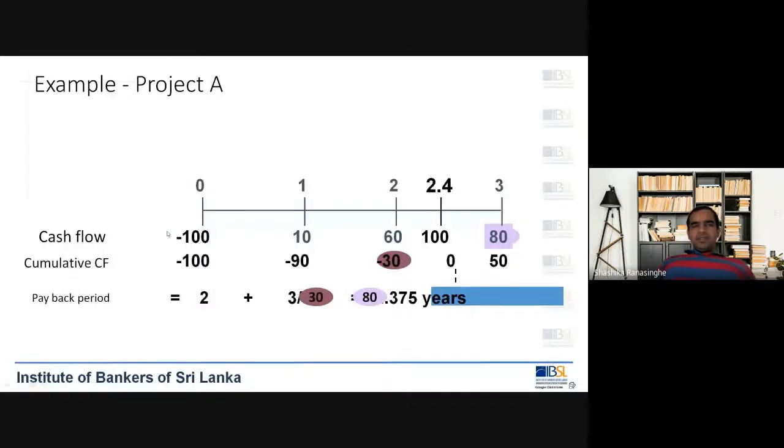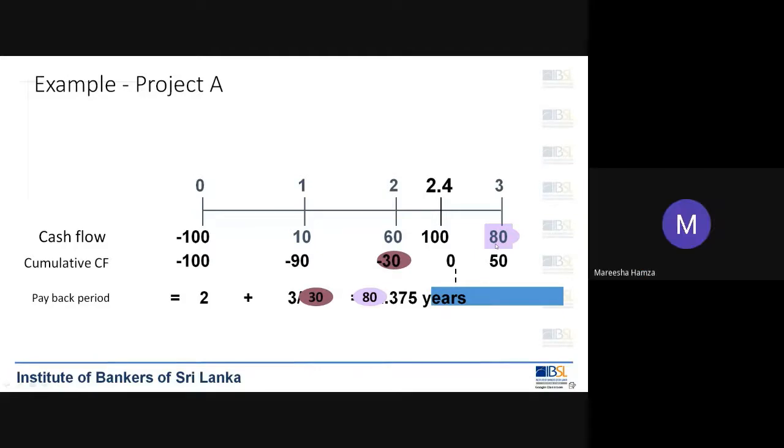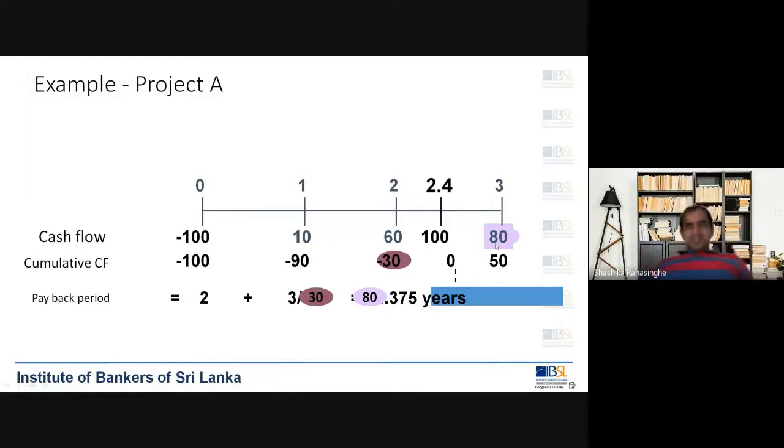So is it 3 divided by 30? Hold on. Which one? See, these are the cash flows, right? First year you are making an investment of 100. Then the first year you get an inflow of 10. Second year there is an inflow of 60. And third year there is an inflow of 80. Okay. Now the payback period, it says 2 plus 3 divided by 30. Ah, yeah, don't worry about that. I'll explain that.